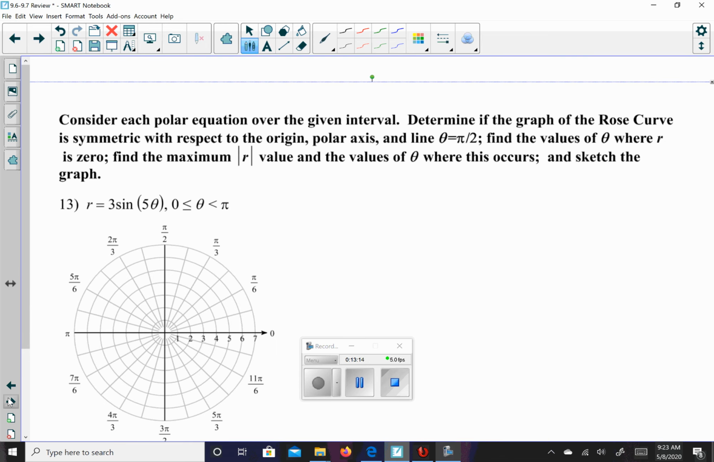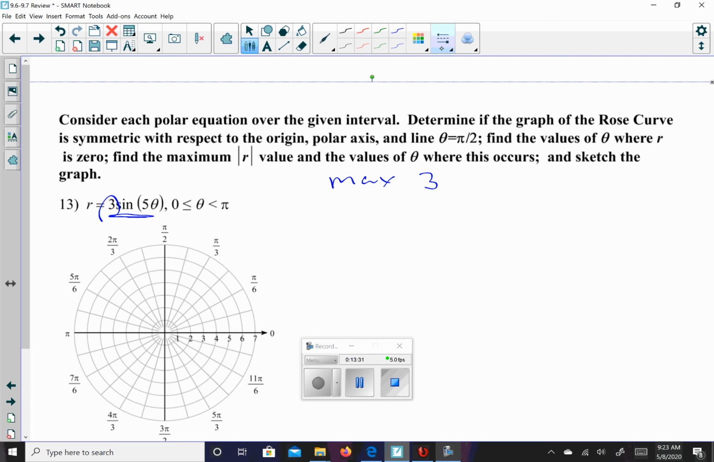Okay, these ones were the graphing of the rose curves, and these are the only ones that we're going to expect you to graph by hand. Remember, when I look at this equation, I know 2 things. First of all, I know my max is going to be whatever this number is, so my max is going to be 3.